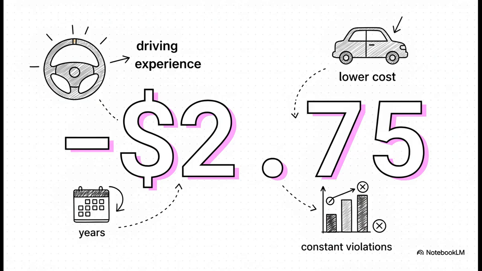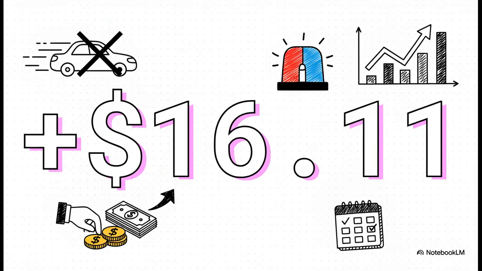It tells us that for every single extra year of driving experience you get, your premium goes down by about $2.75 a month. And that's assuming your driving record, the number of violations, stays exactly the same. And then there's the other side of the coin. For every driving violation you've had in the last 3 years, boom, your premium jumps up by about $16.11 a month. And again, that's holding your experience level completely constant. That's the penalty, measured in dollars and cents.